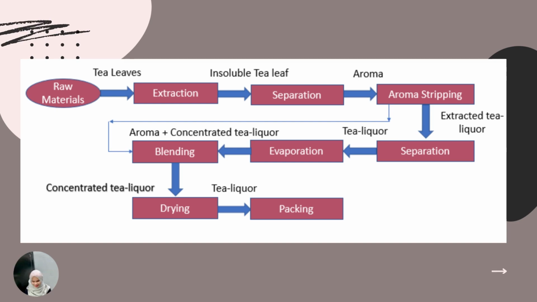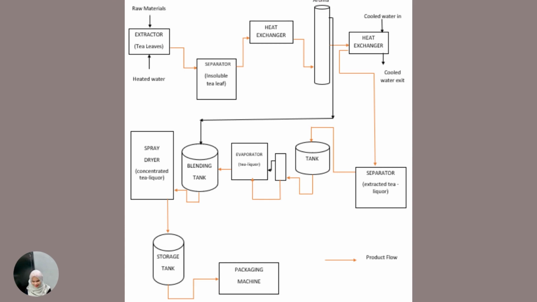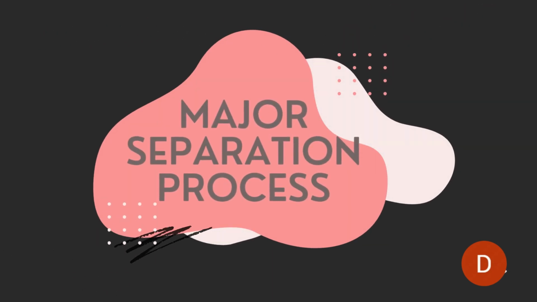After that, it will produce tea liquor, which will enter the evaporation operation to produce concentrated tea liquor. The concentrated tea liquor will enter the blending and drying operation with aroma from the aroma stripping and produce tea powder, which goes straight to the packing operation. This is the block flow diagram for the whole process of manufacturing instant tea. For this project, the major separation process is leaching.